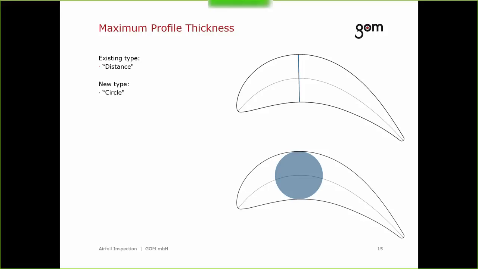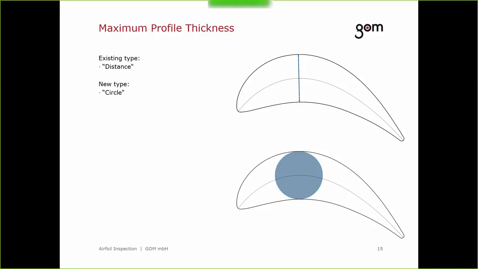The maximum profile thickness type circle is directly derived from the construction of the camber line. It is the maximum inscribed circle with the largest radius. The maximum profile thickness type distance is constructed from the tangent contact points of the maximum profile thickness circle. On this slide, you see both types applied to a gently cambered airfoil.